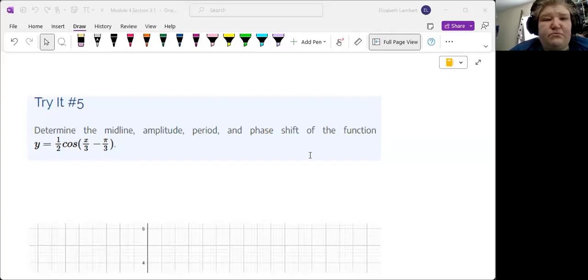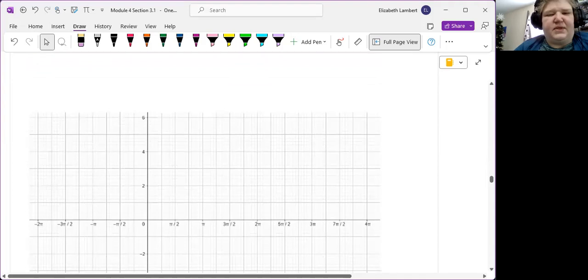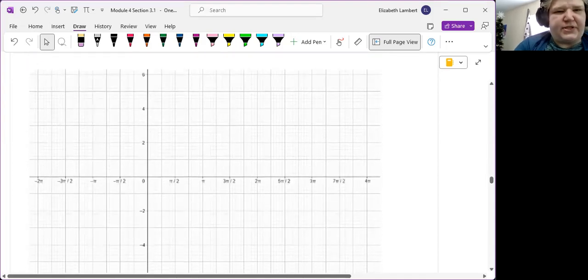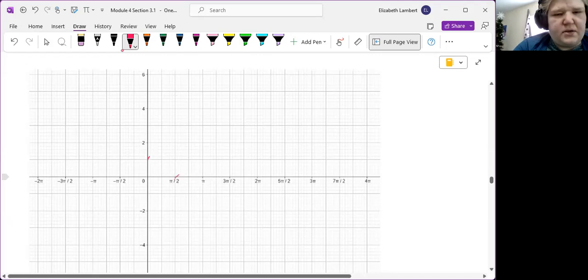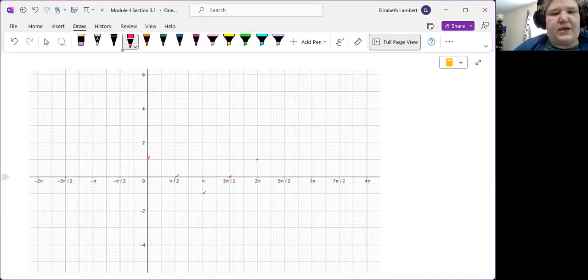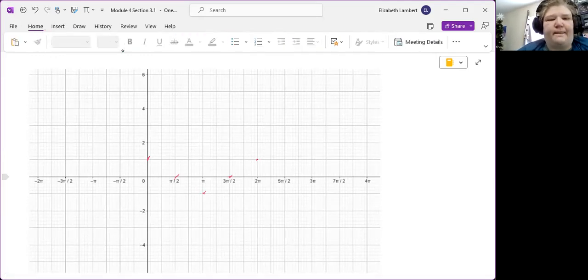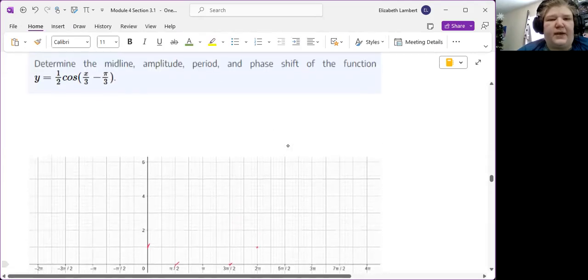And now we return to more graphing. All right, so we have another cosine of x. So let's go ahead and start by marking just our original cosine points. There. Cosine starts at 1, goes to 0, goes to, no, that was right, -1, back to 0, and then up to 1. Okay, so let's look at what we have here.